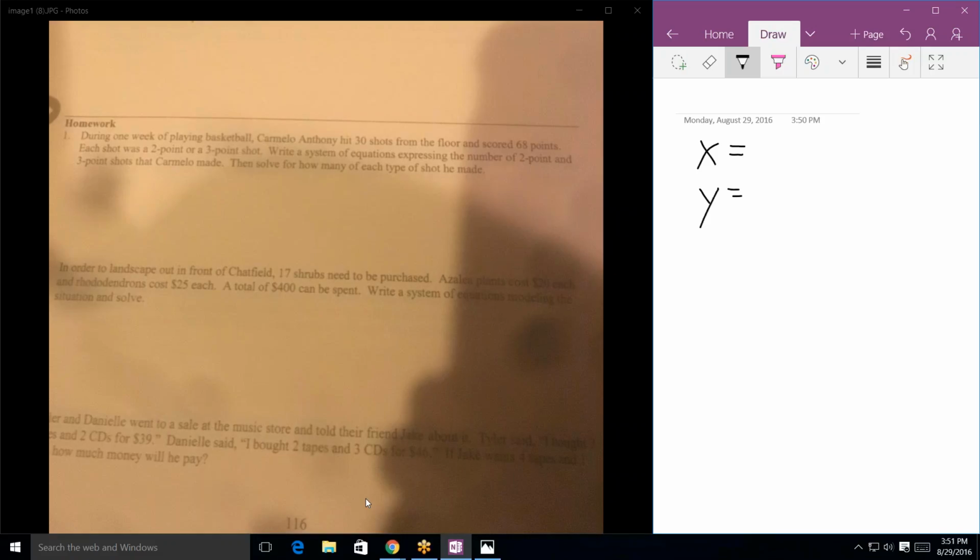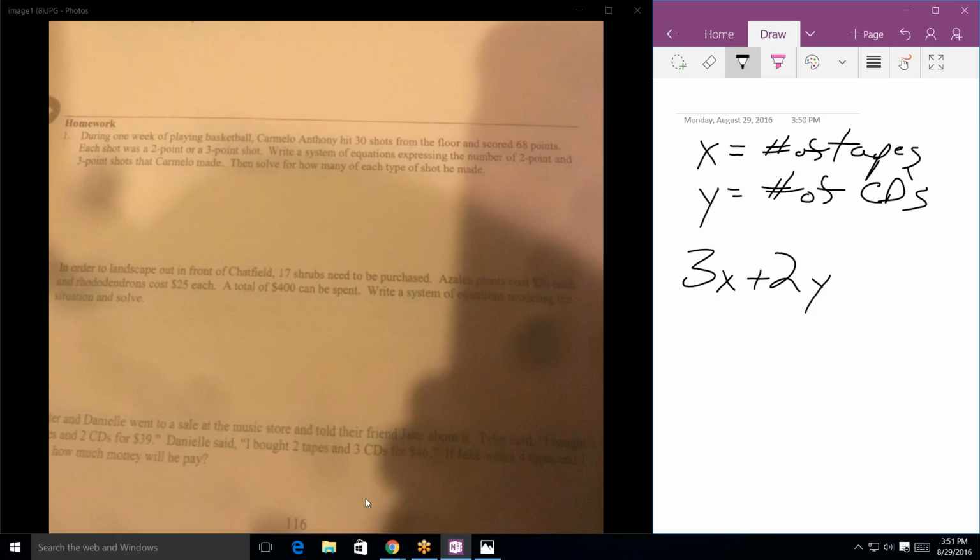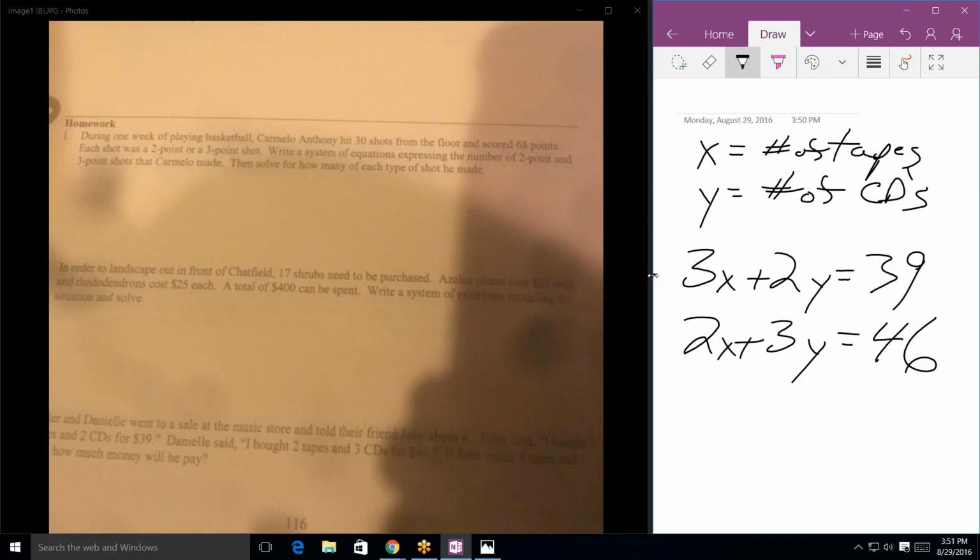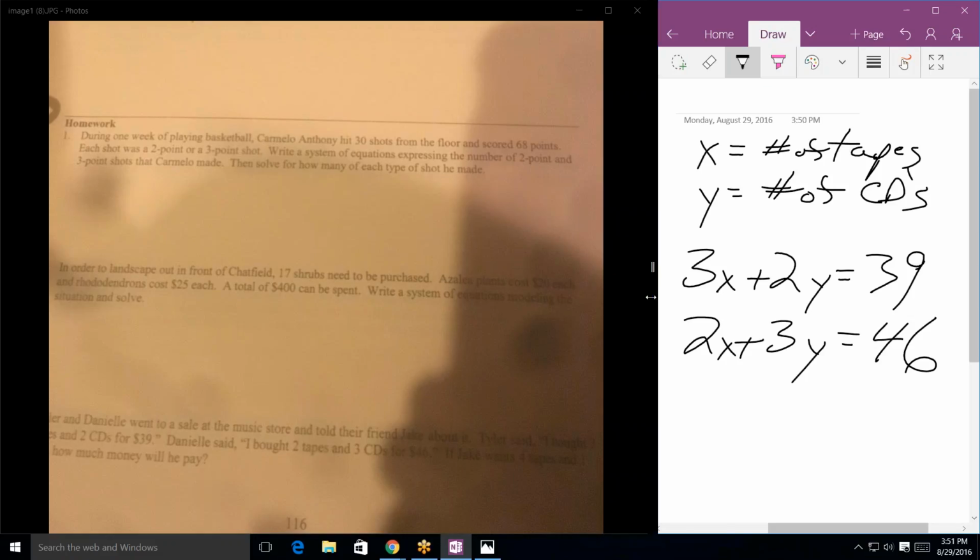X is the number of tapes, and Y is the number of CDs. Yeah. And the equations are pretty much there in the quotes for you. So 3x plus 2y equals 39, and 2x plus 3y equals 46, sorry. Okay, how do you solve that?